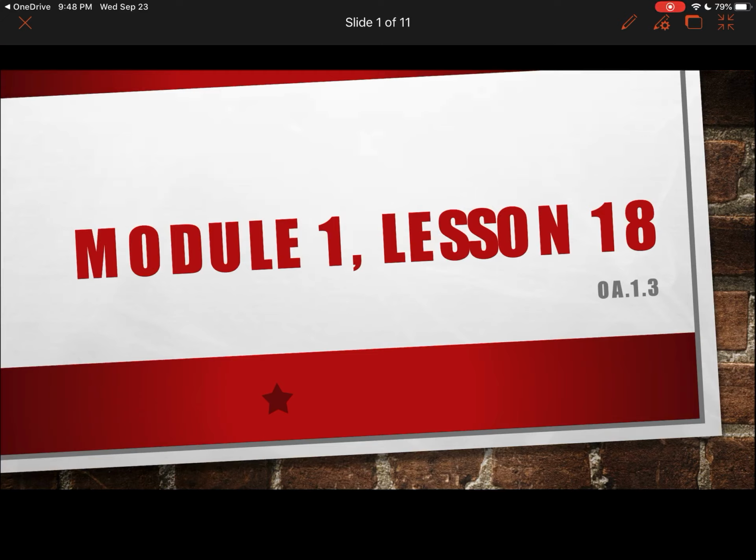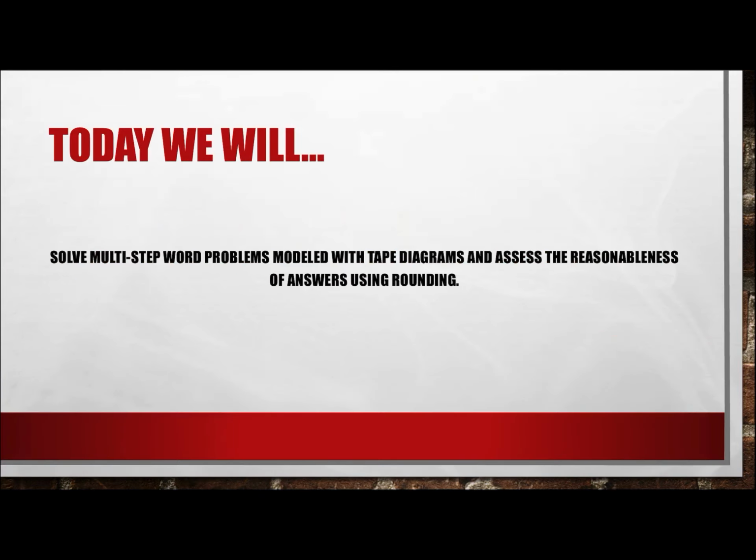We are still in the standard OA 1.3. Today we are going to solve multi-step word problems modeled with tape diagrams and assess the reasonableness of our answers using rounding. In the last two lessons, we did this specifically with adding and then subtracting. Now it's not going to tell us whether it's adding or subtracting. You have to know based on the word problem.